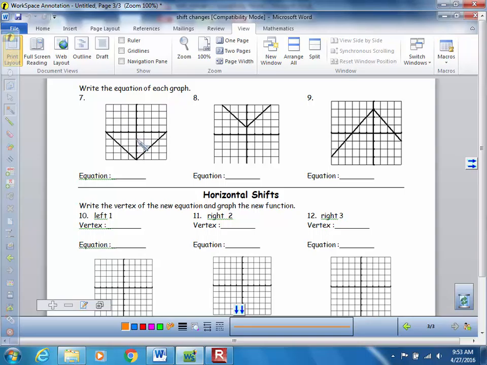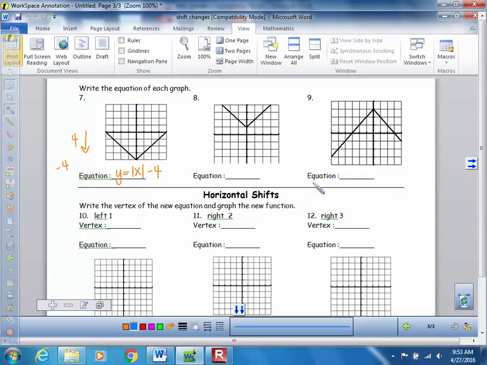Down. It moved down 1, 2, 3, 4. Okay? So it went down 4, which is actually what? Is that a positive or a negative 4? A negative 4. So when I write my equation, I get y equals, did my x value change? No. So it's going to be the absolute value of x, and then it's going to be minus 4 because it moved down 4.